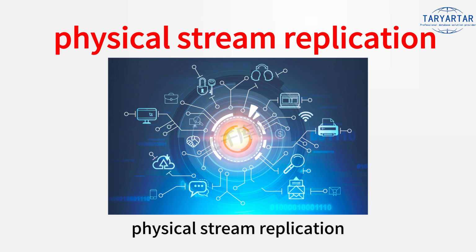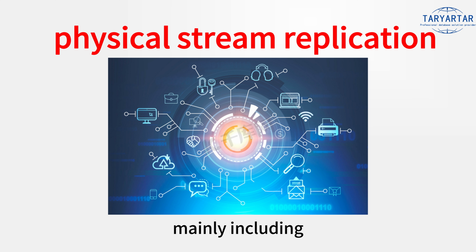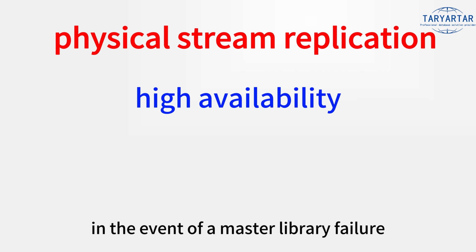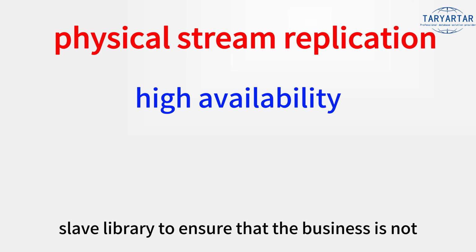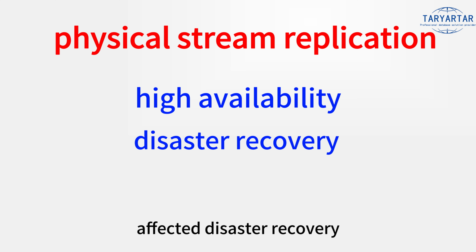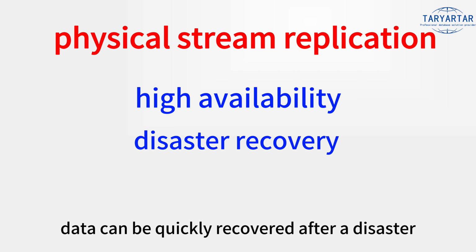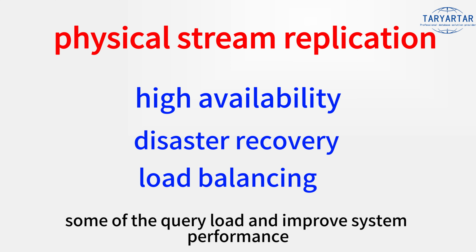Physical streaming replication is widely used in a variety of scenarios, mainly including high availability. In the event of a master library failure, it can be immediately switched to the slave library to ensure that the business is not affected. Disaster recovery. By backing up data from the slave repository, data can be quickly recovered after a disaster. Load balancing. The slave library can be used to share some of the query load and improve system performance.